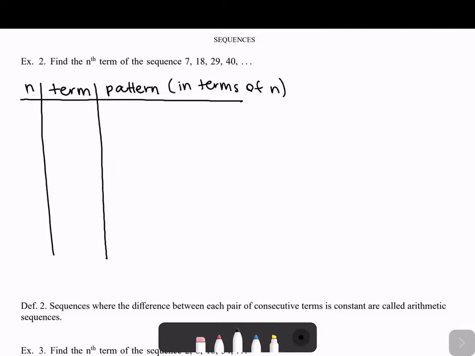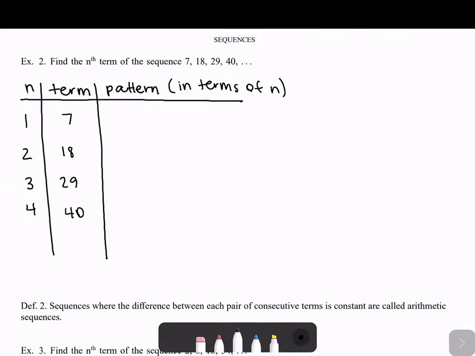So we are given the first 4 terms in this sequence. The first term is 7, the second term is 18, the third term is 29, and the fourth term is 40. And so we want to figure out what the pattern is. Just looking at these terms, we have some that are even, some that are odd. We don't have anything in the 30s.